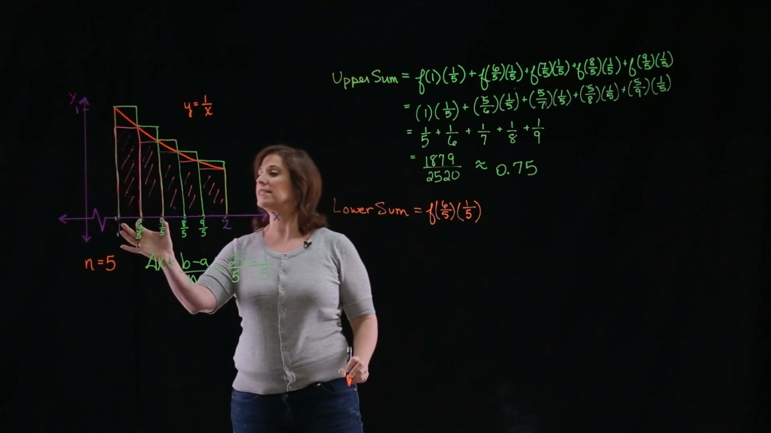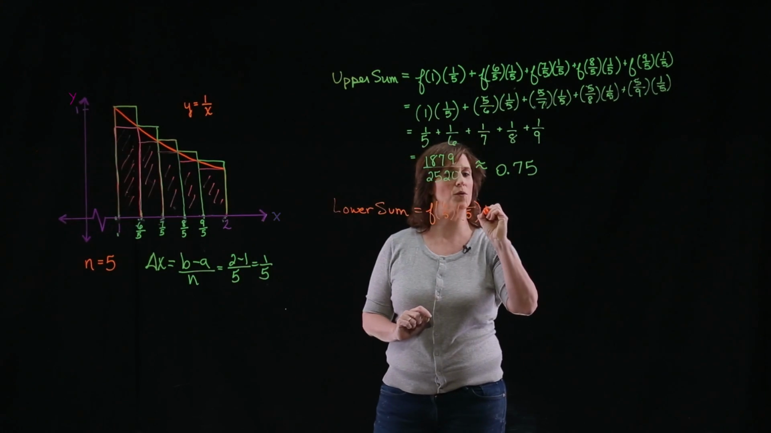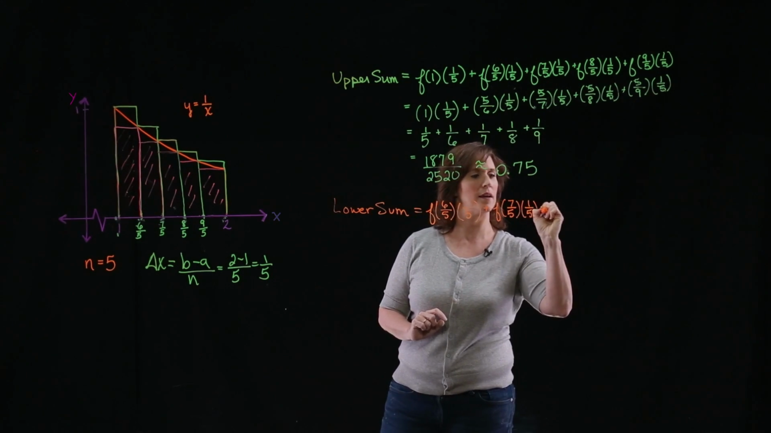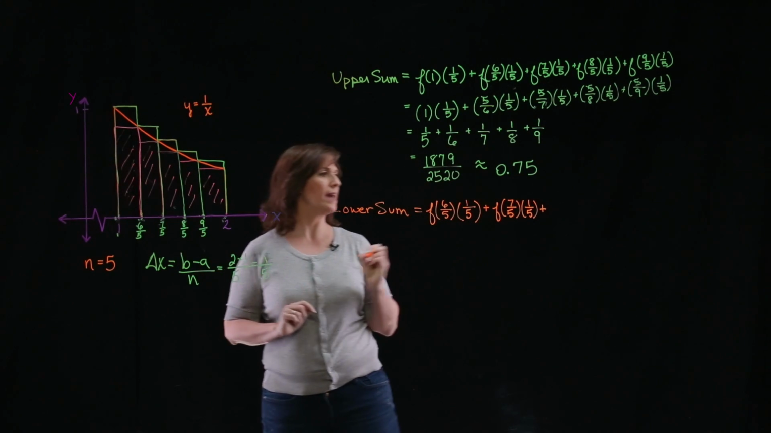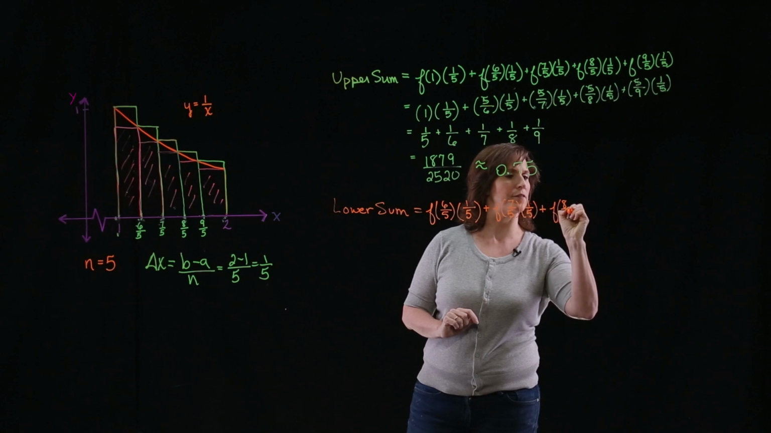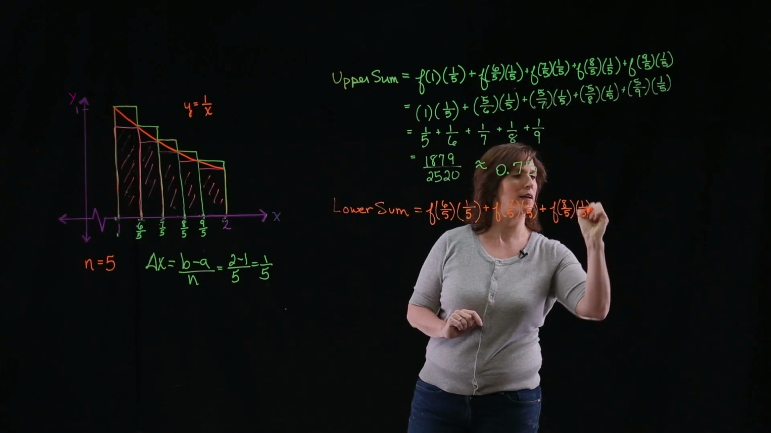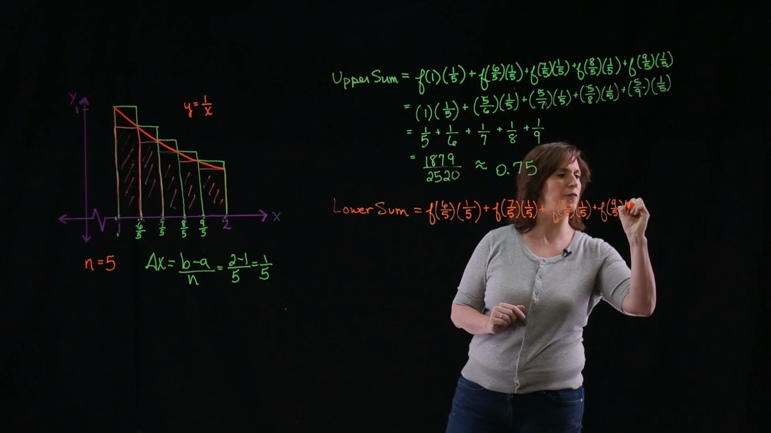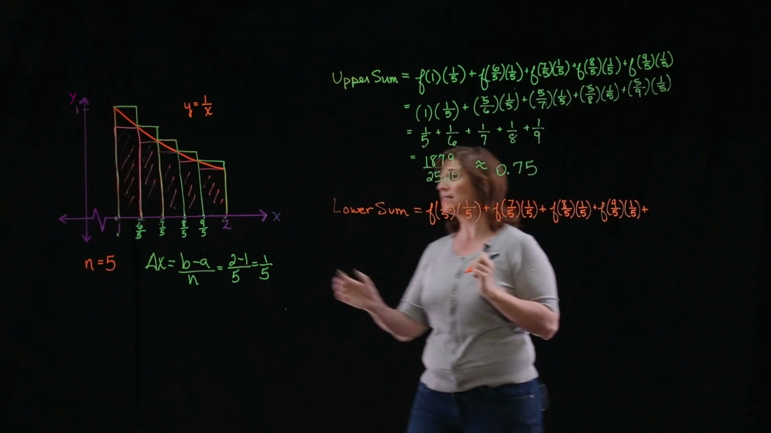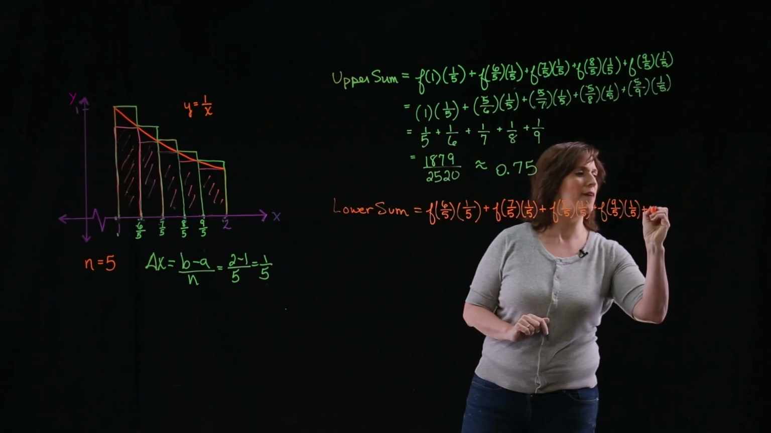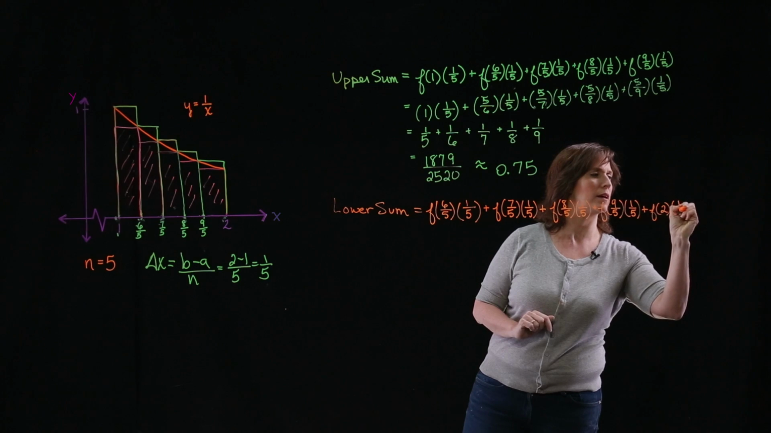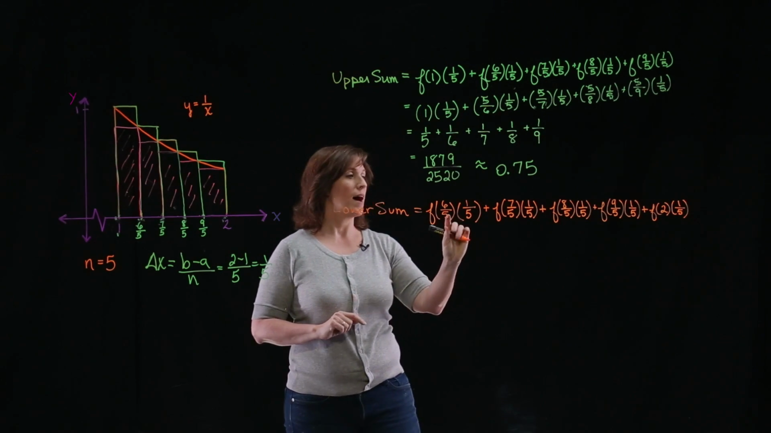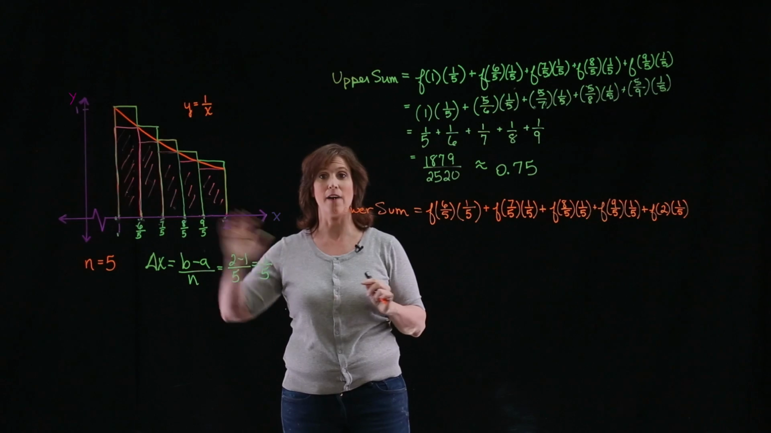Okay. For the second rectangle, again, I'm going to use the right endpoint. So that's going to be f of 7/5 times 1/5. For the third rectangle, I'll use the right endpoint again, and I have f of 8/5 times 1/5. The next one will be f of 9/5 times 1/5. And that last rectangle, notice that the right endpoint is 2, so I'll have f of 2 times 1/5. Now again, let's just check and make sure I have the right number of rectangles. 1, 2, 3, 4, 5 of them, and I have 5 rectangles.